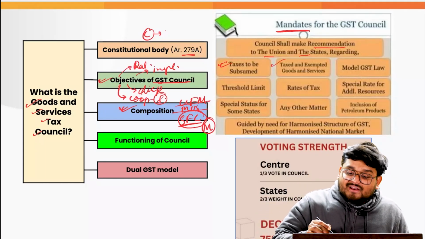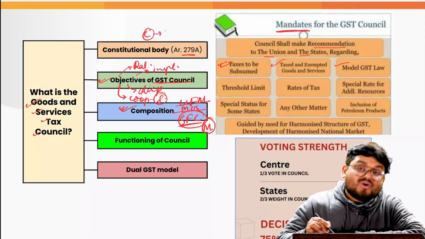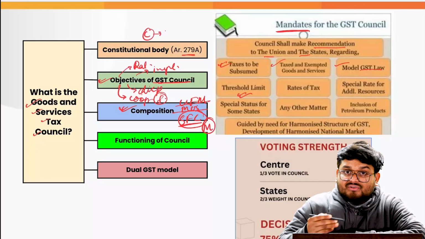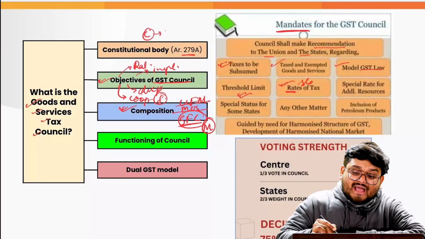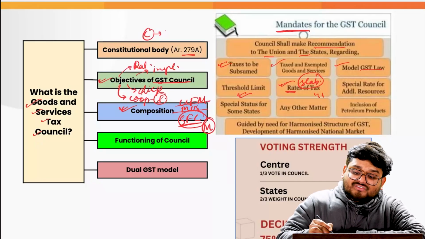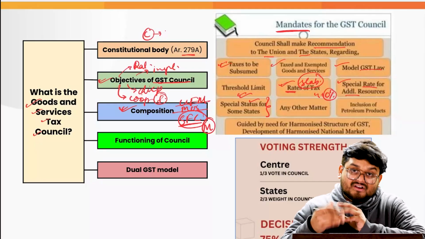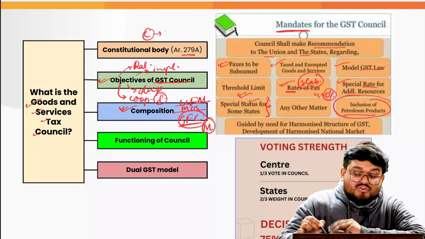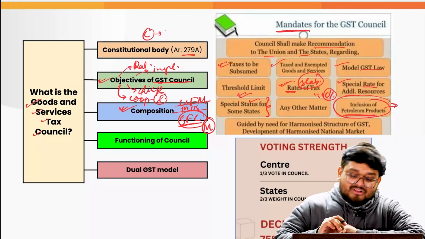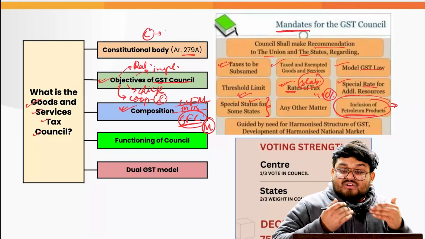What taxes will be exempted from the GST regime, publishing various model GST laws, determining the threshold limits with reference to GST, what the various rates and slabs will be. As of now we have 4 slabs plus a 0% slab here. Next, we have the special rates for additional resources for special status for some states, where some states will get a greater share of resources, right, or any other matter, and also the inclusion of petroleum products, which is outside GST as of now, right. So these are the various mandates here. This is actually how the GST Council functions.